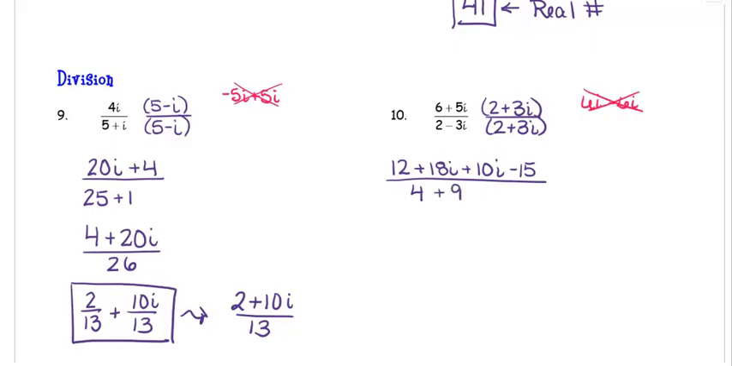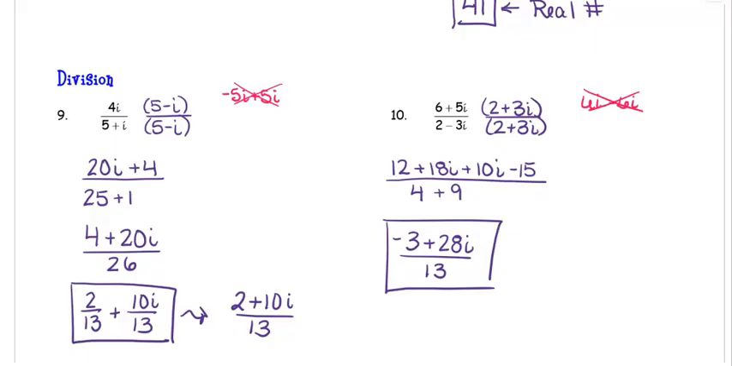Now, if we clean this up, 12 minus 15 is going to give me negative 3. And then I have 18i and 10i, which will give me 28i. And downstairs, I'll have a 13. Now, if I try to simplify, negative 3 over 13 does not simplify. 28i over 13 does not simplify. So I can leave my final answer just like this.